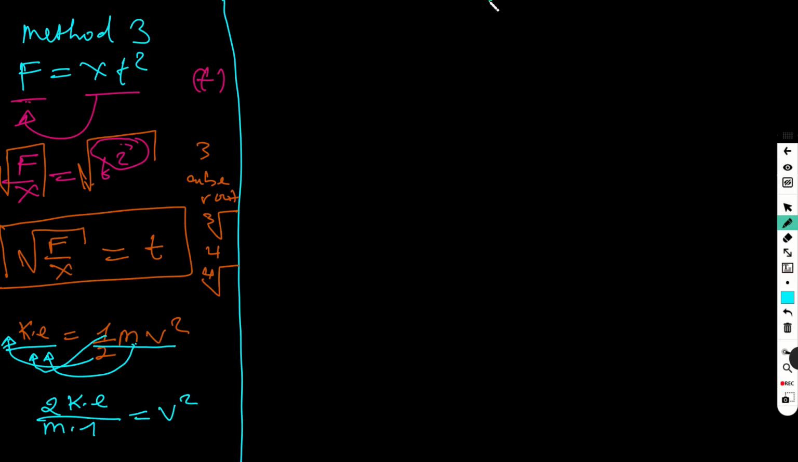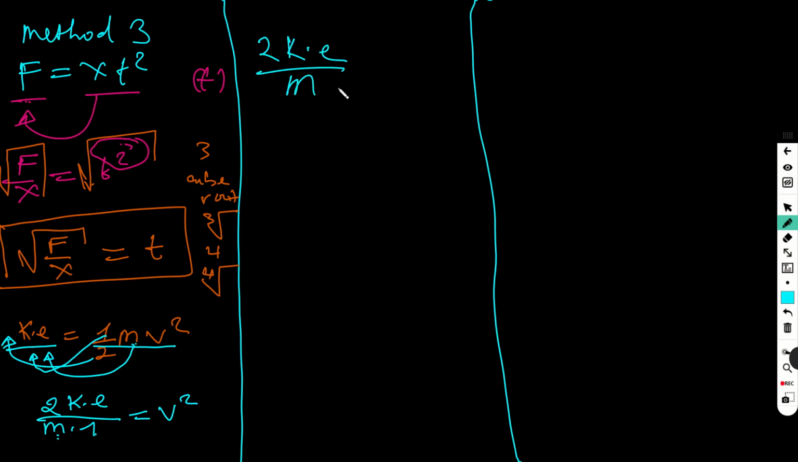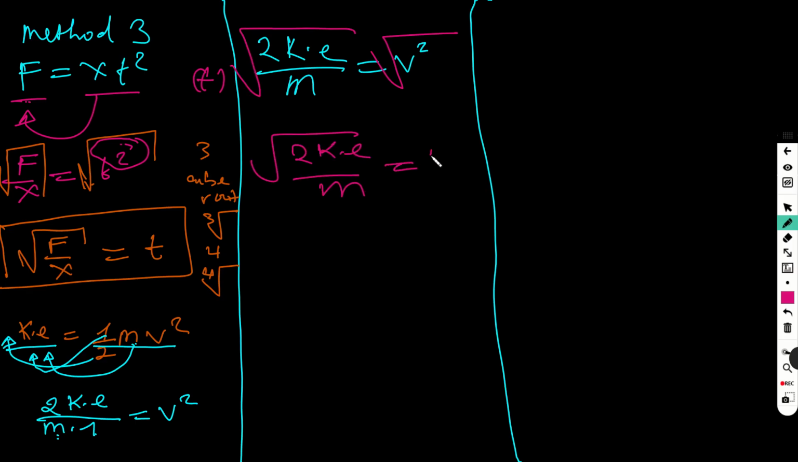So at the end of the day, what do you have? You have 2 times kinetic energy divided by mass, m times 1, it remains m, will equal v squared. So now what do we do? V is not alone yet, so you have to look for the square root. So you have the square root of 2 times kinetic energy over m is equal to what? V. So that's how you've made v the subject of the formula.